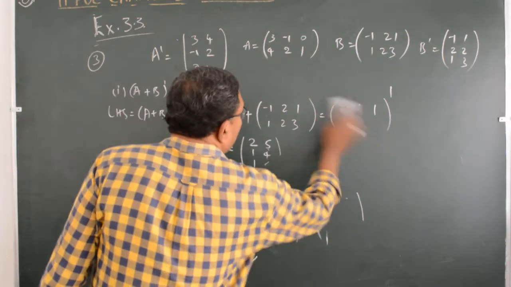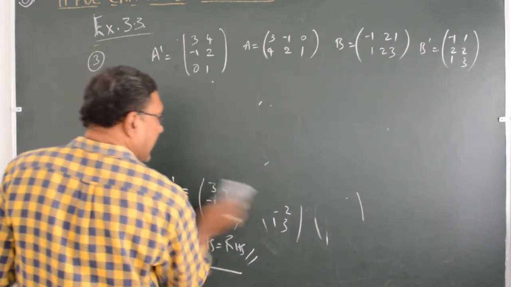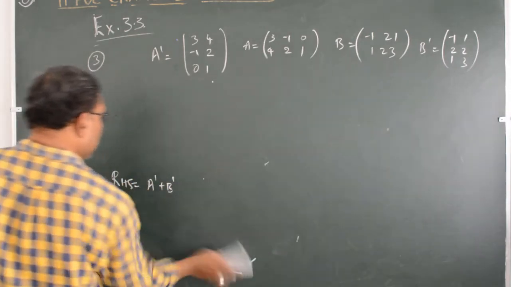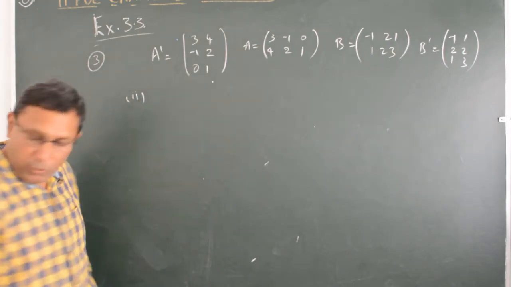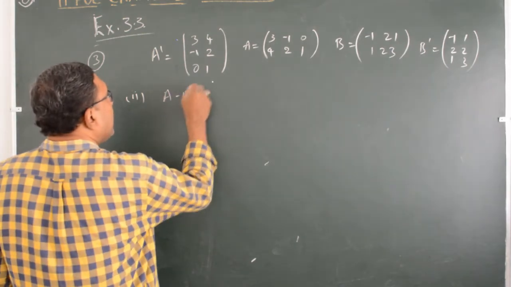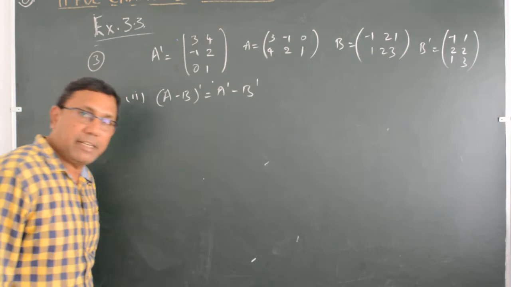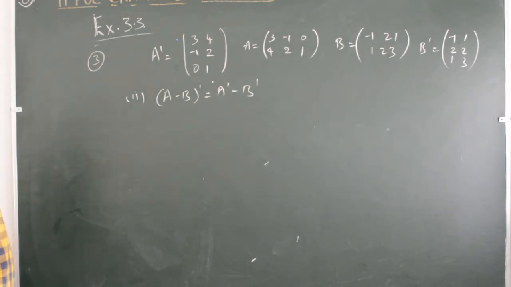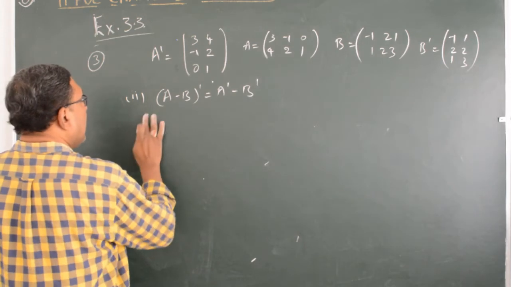Similarly, we will take the other one. Second sub question, what it says, second one, what do we need to prove? It is A minus B, its transpose is equal to A transpose minus B transpose, right? So let us find my LHS.